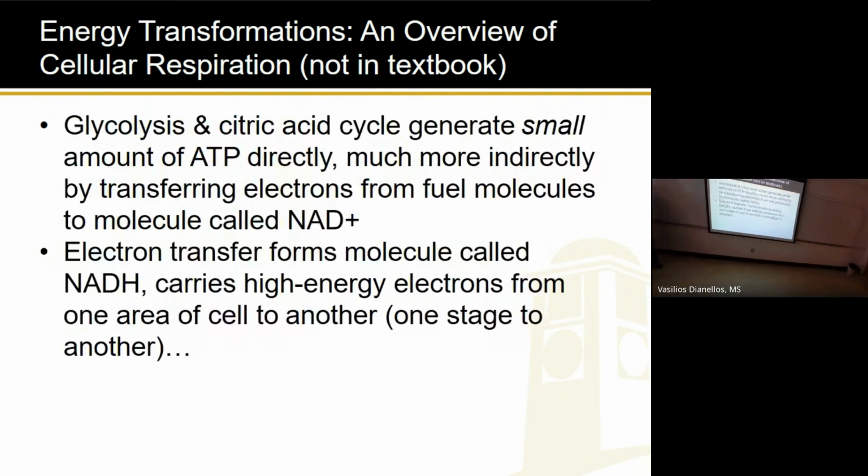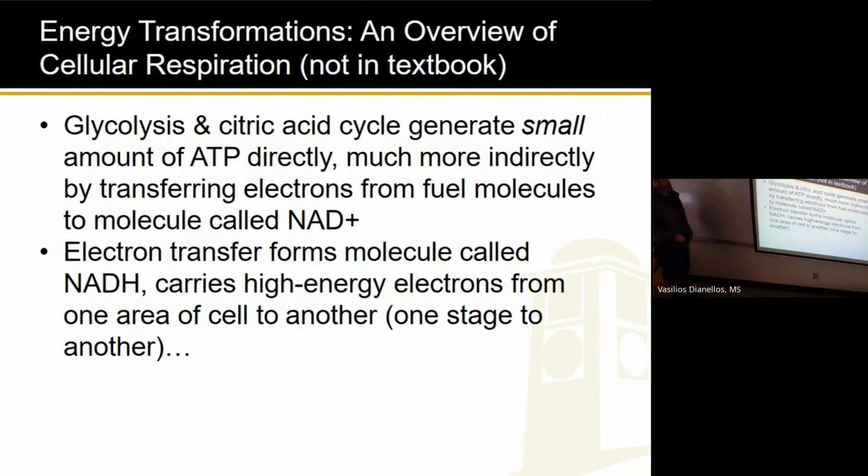So, big picture still here. Glycolysis and citric acid cycle generate a small amount of ATP. Matter of fact, all three of them do. So one of the test questions is going to be, which of the three stages produces ATP? The answer is all.